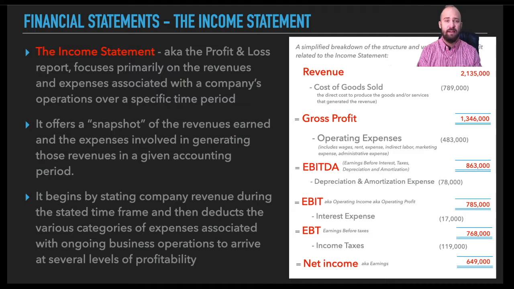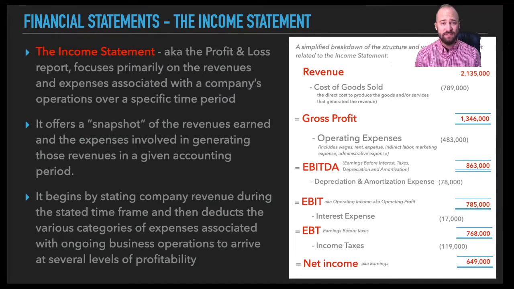Similarly, if we wanted to calculate operating income margin, we would take the EBIT or operating income here of $785,000, divide that by revenue of $2,135,000 times 100 gives us an operating income margin of 36.77%. Lastly, net income margin would be $649,000 divided by $2,135,000 times 100, giving us a net income margin of 30.4%.